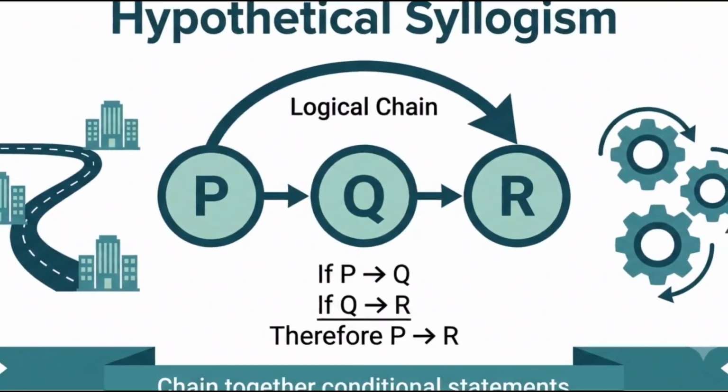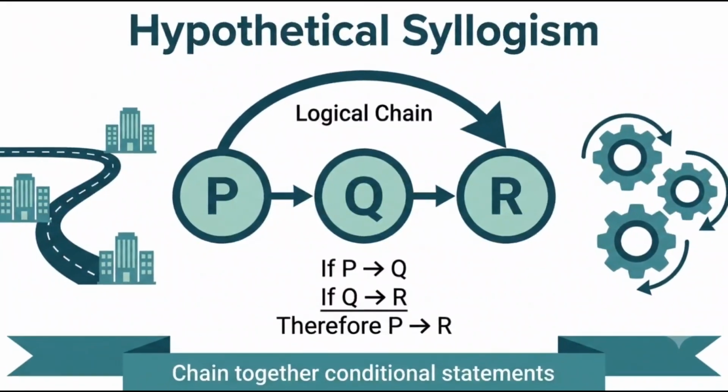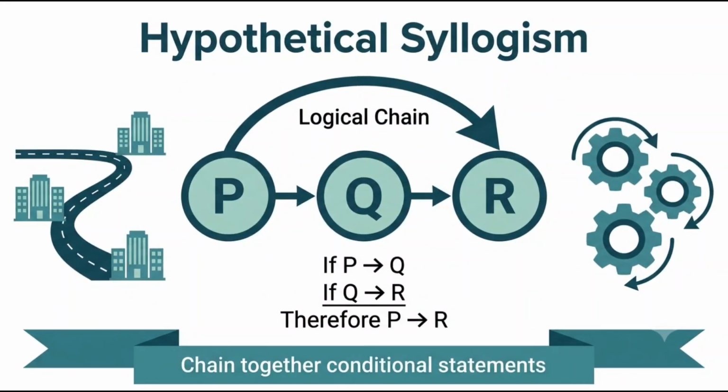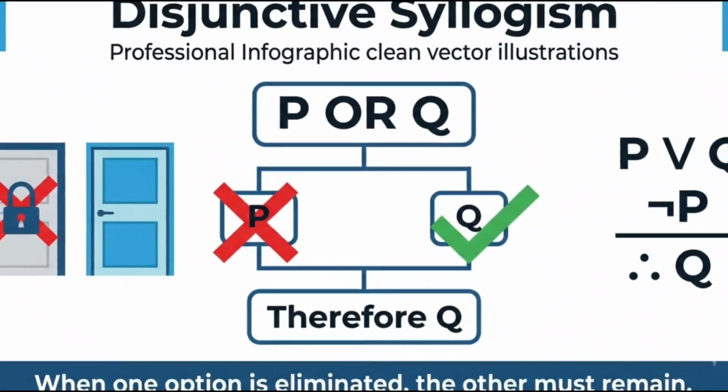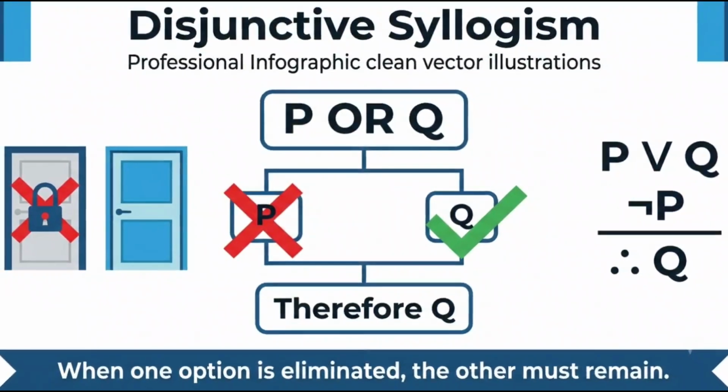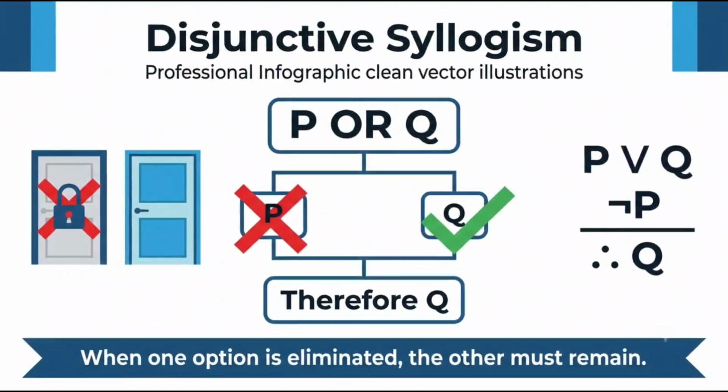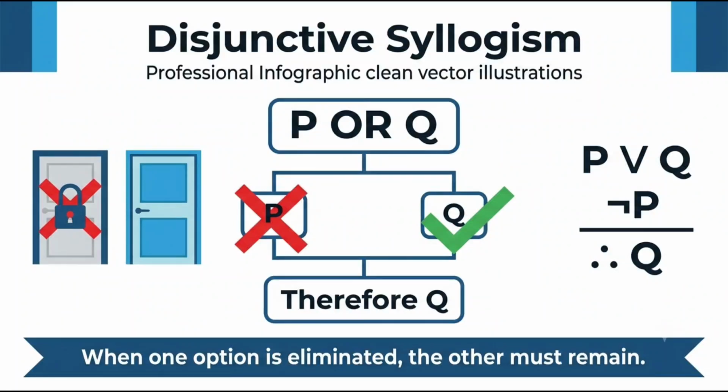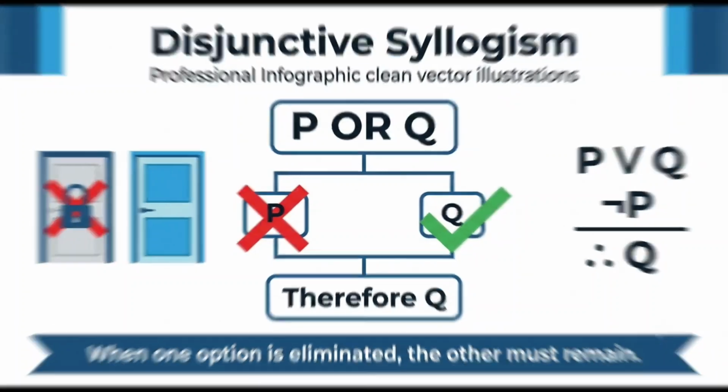Hypothetical Syllogism. Suppose if P then Q, and if Q then R, then we can conclude if P then R. This rule links two conditional statements together. Disjunctive Syllogism. Suppose either P or Q is true. P is false, then Q must be true. These rules help us make conclusions when only one option remains.